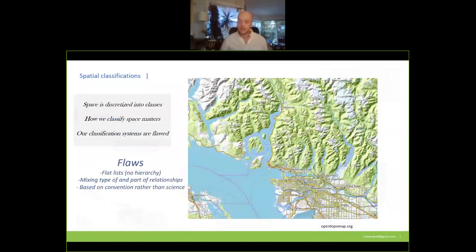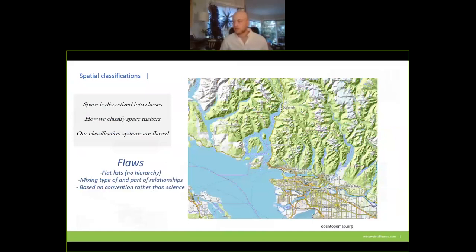So the way that we are separating space in our maps is actually really important, because when we're using GIS and geospatial data to make decisions, the way that we've classified it in our original maps is going to influence how we make decisions about what's happening in the space that we have.